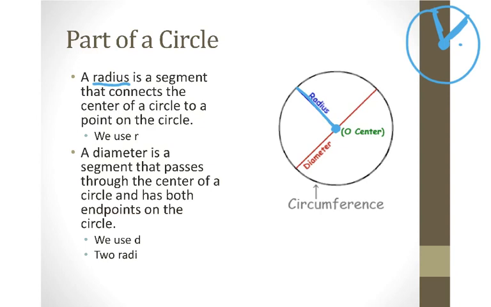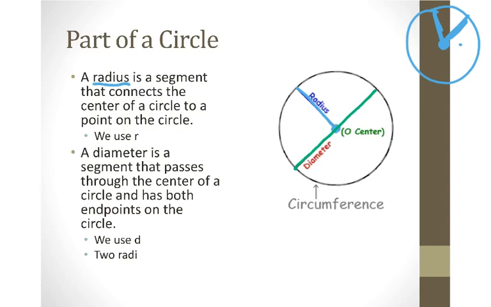Your diameter now is a segment that passes through the center of your circle and has endpoints on both sides of it. So it goes through the center and it touches both sides of the circle. That's like taking a pizza and cutting it in half. If you were to eat half of the pizza, you would get it from the diameter, okay? It's cutting the circle in half, per se.